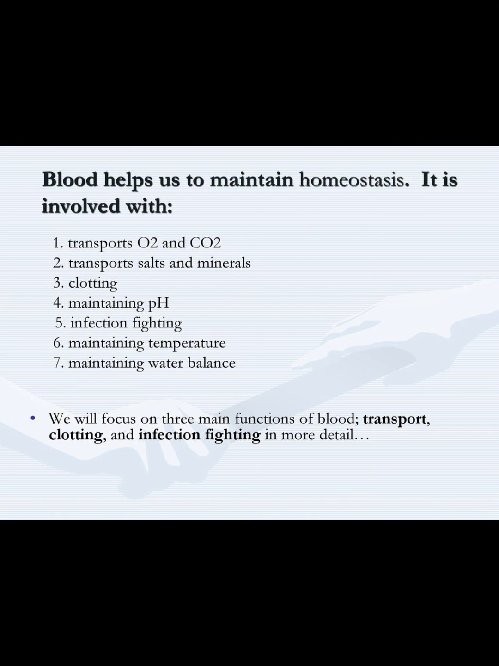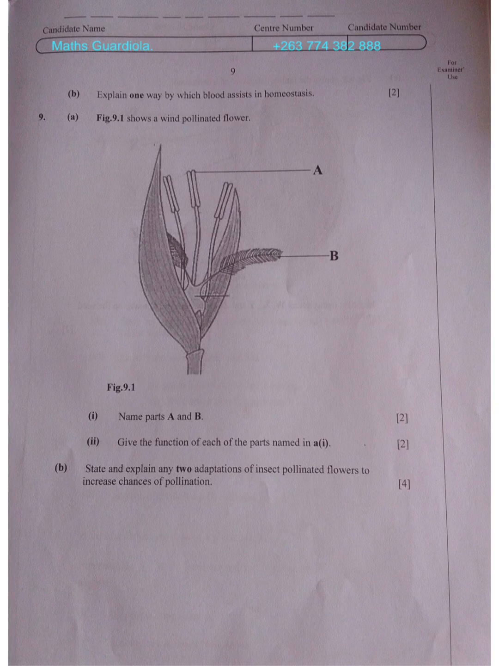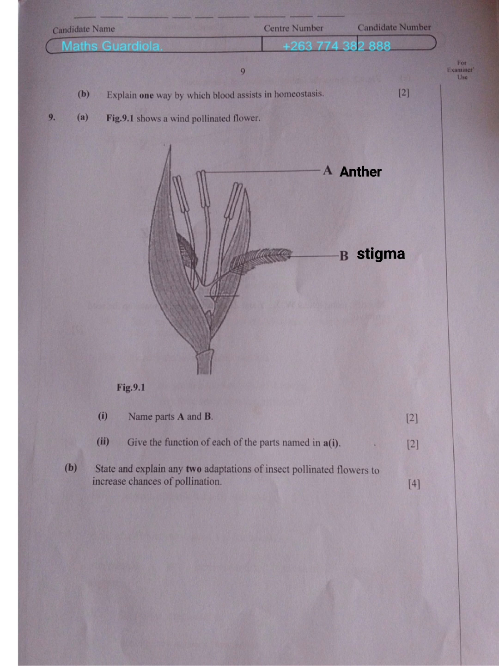That was all about number 8. Let us proceed to the final question in the biology section. It was on reproduction in plants. So Fig 9.1 shows a wind-pollinated flower. We are supposed to name parts A and B. So A is known as the anther, B is known as the stigma.